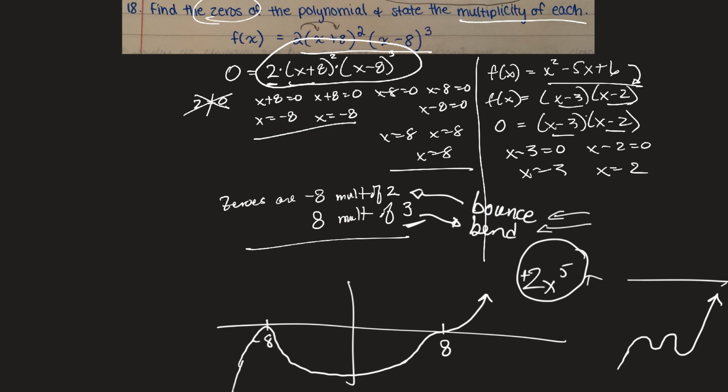Okay? Hopefully that helps you. You didn't need to graph it, but that's how you determine the zeros and their multiplicity. You basically can just look at it and answer it as opposed to doing a bunch of work. Hopefully that helps you.